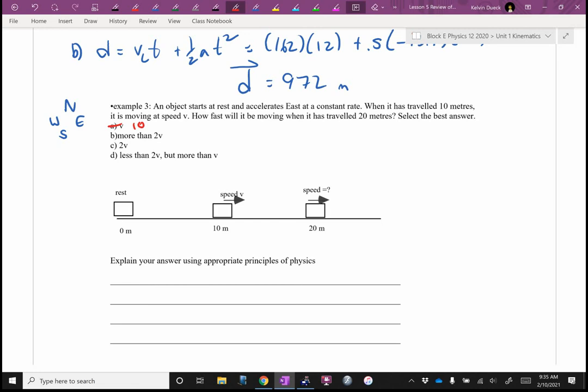Who says more than twice as fast? B. Who says it's obvious? Twice as far, twice as fast. Who says, for some reason, I think it's D because that's the creepiest answer? Okay.